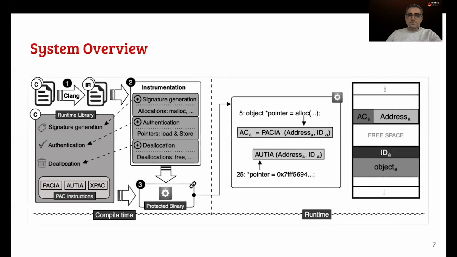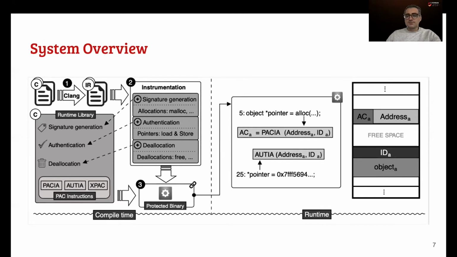This figure shows the big picture of our system. Technically, during the compile time, we instrument the LLVM bitcode. At allocation sites such as malloc, we generate signatures for the pointers. At dereferencing sites such as load and store, we authenticate the pointers. And at deallocation sites such as free, we invalidate the ID of the objects. Therefore, we can detect dangling pointers.